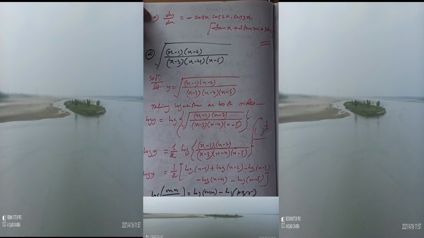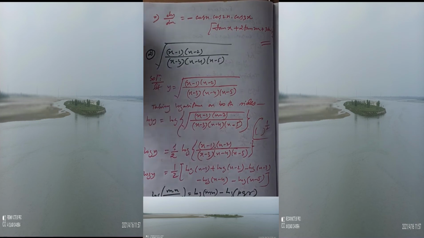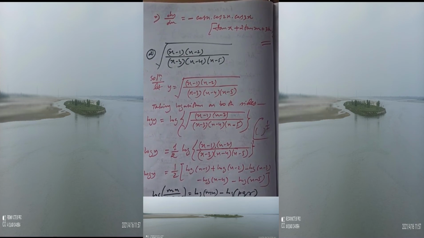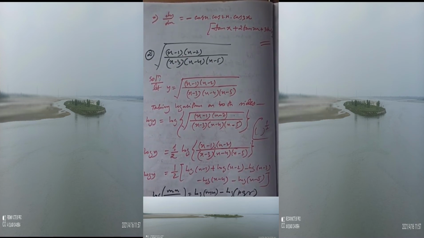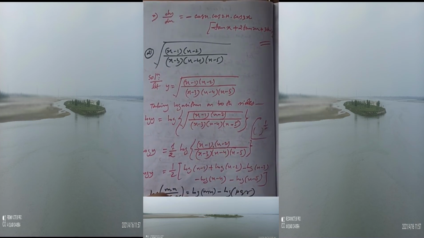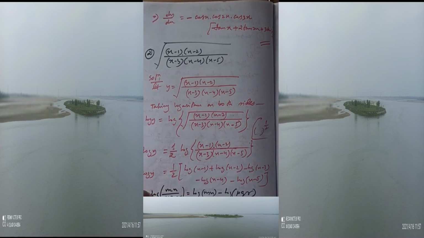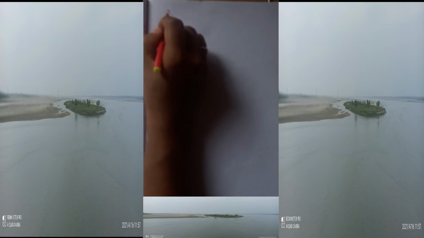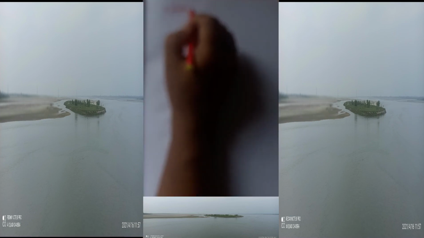So m by n is log m minus log n. Again this is in product form, so log m plus log n minus, and they are also in product form, so it will be log p plus log q plus log r. Then it is log m plus log n minus log p minus log q minus log r. That is what I have written here. Understood now? Yes, sir. So this is how we got it. Now we are in a position to differentiate it.